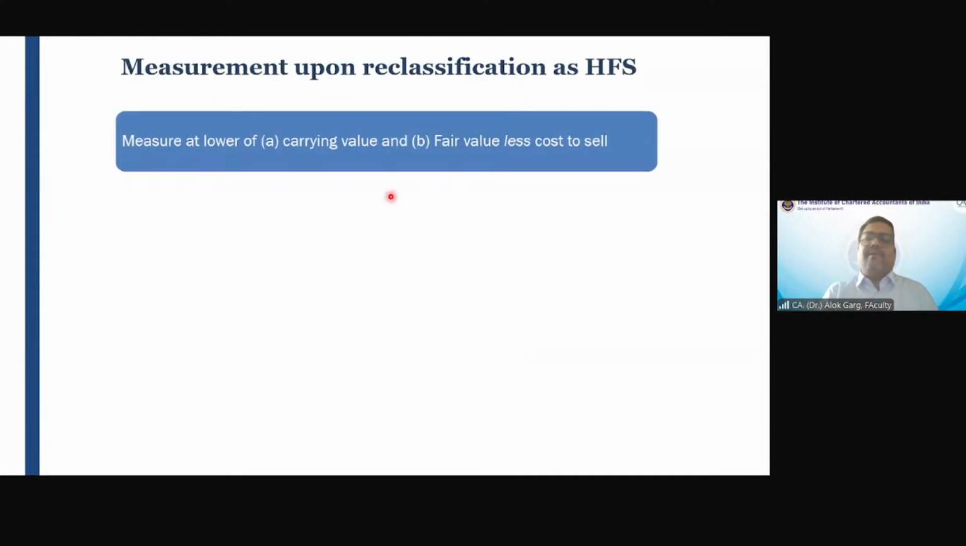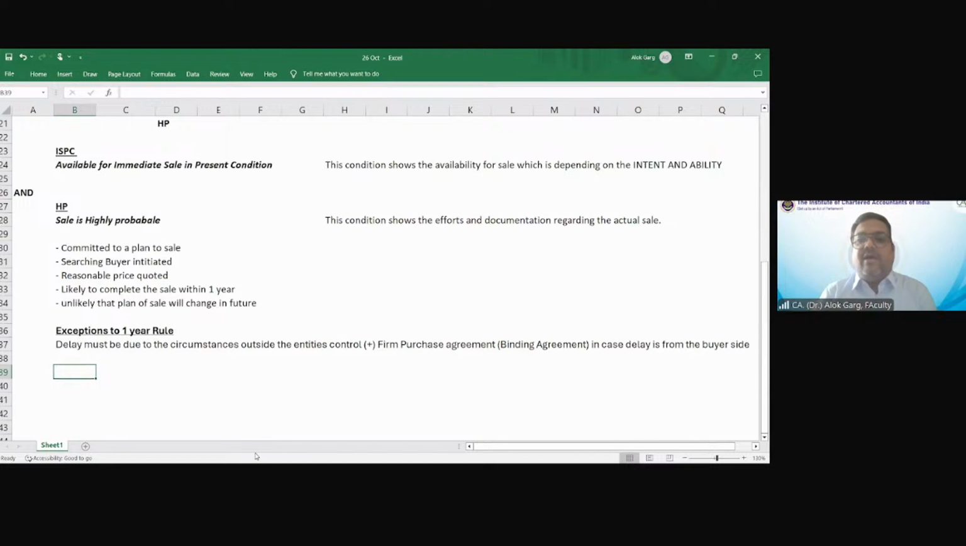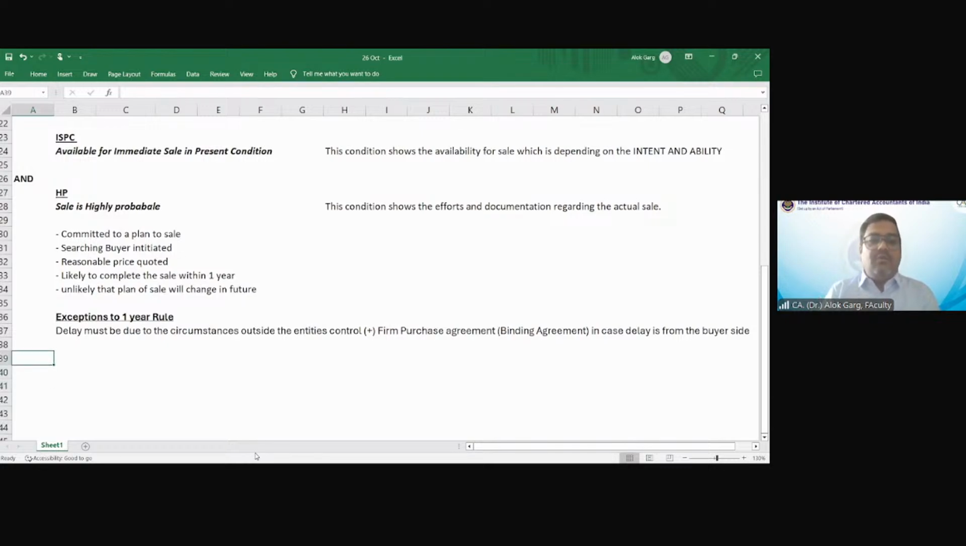Friends, let me take you to the Excel file. Please confirm if my Excel file is visible. And now I will explain the measurement part. Accounting treatment.